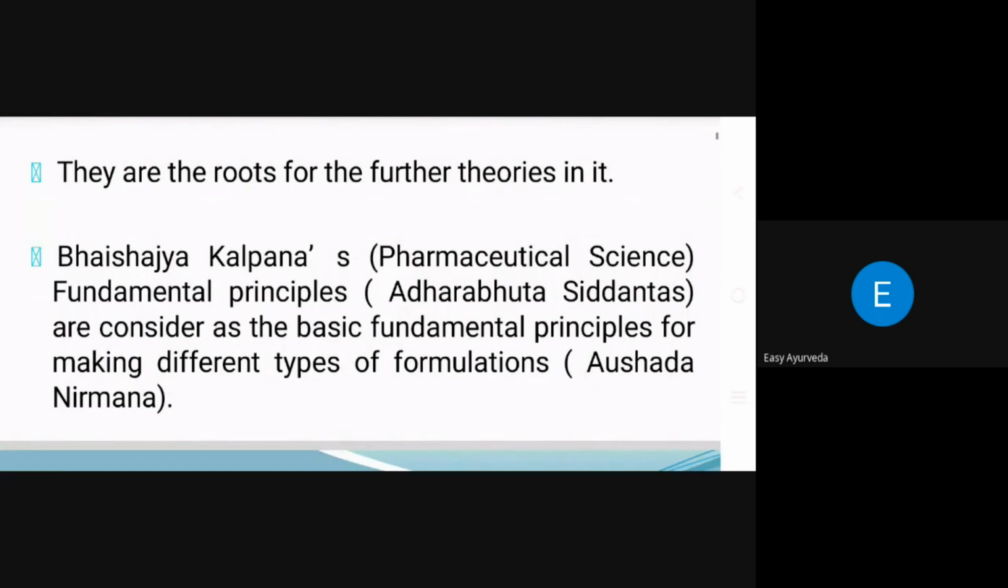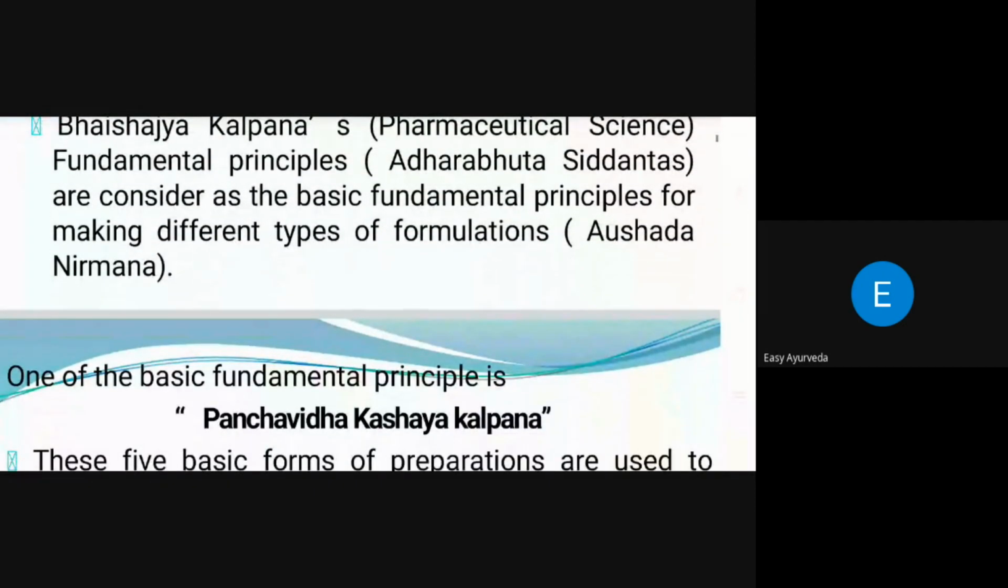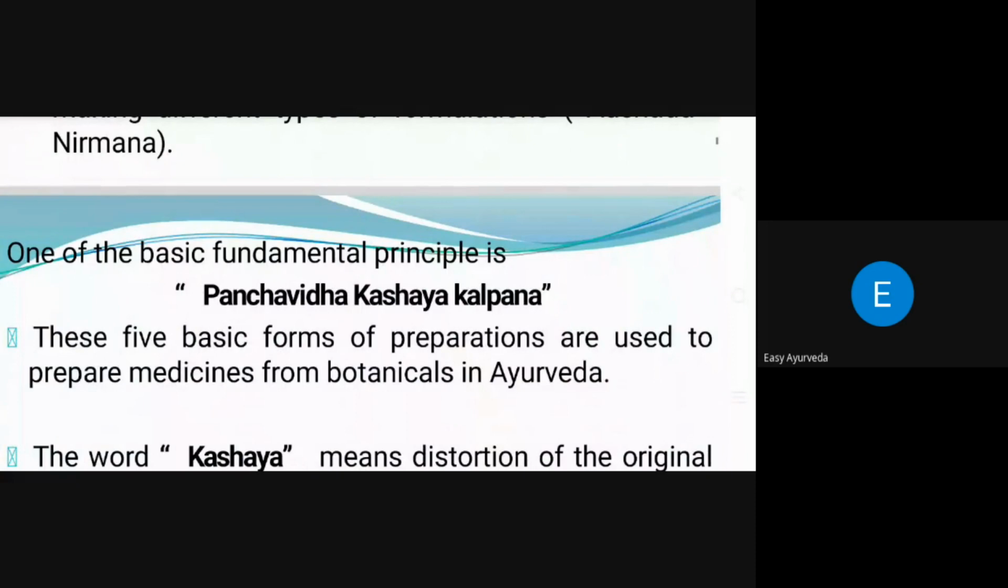Today we are taking one branch in Ayurveda that is called Vaishya Kalpana. It is also known as pharmaceutical science, where we learn how to prepare formulations. The fundamental principles for Vaishya Kalpana are called Adharabhuta Siddhantas of Vaishya Kalpanas. Out of that, one is going to be used today to understand the types of formulations, or how to make the formulations, the Aushadha Nirmanas.